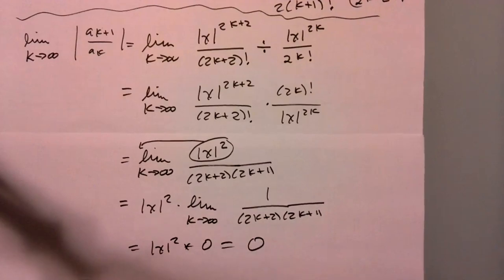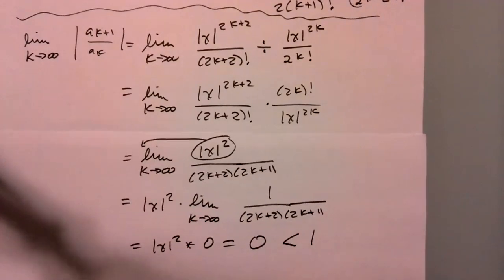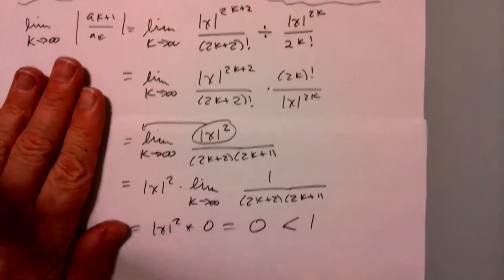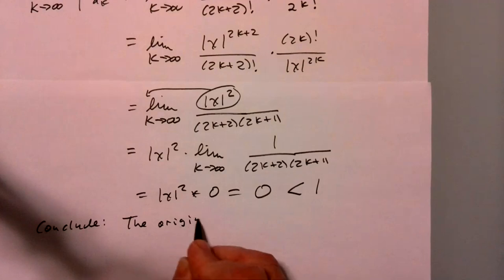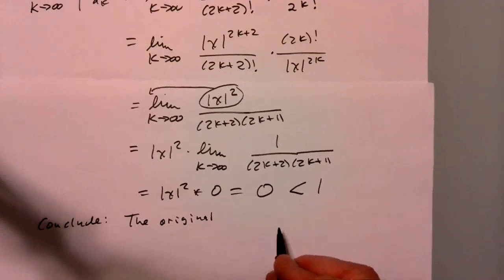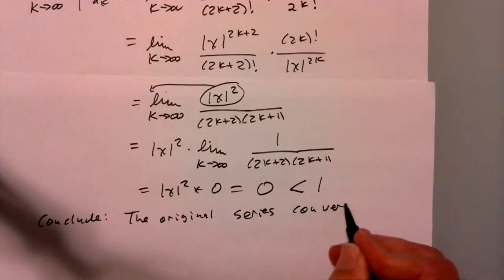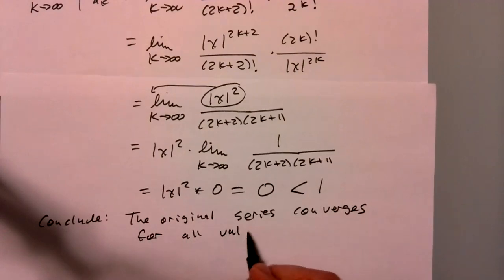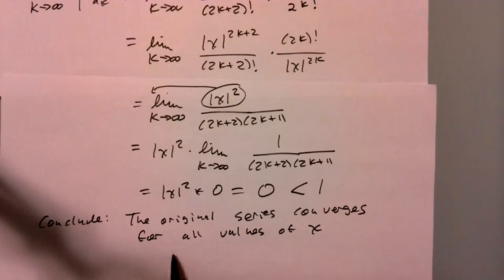Remember, we were doing the ratio test. That is less than 1. If the limit with the ratio test is less than 1, what do we know? Conclude: the original series converges for all values of x. So the interval of convergence is minus infinity to infinity.